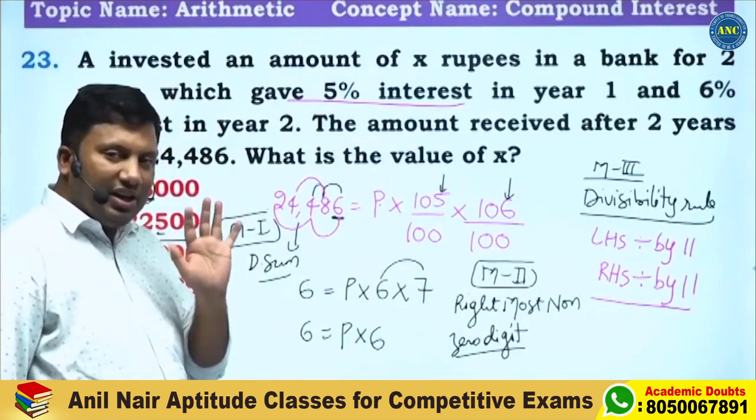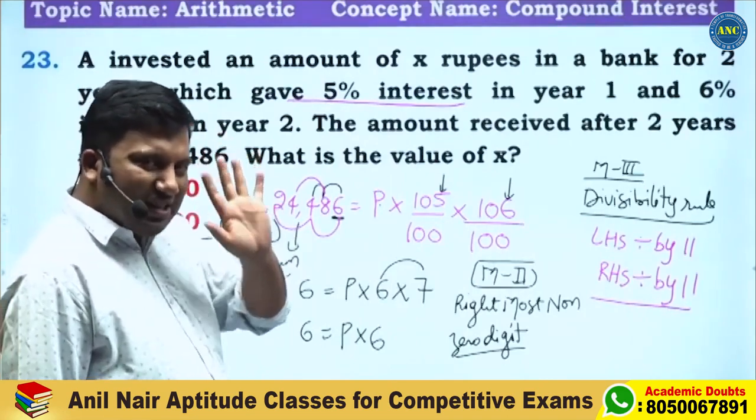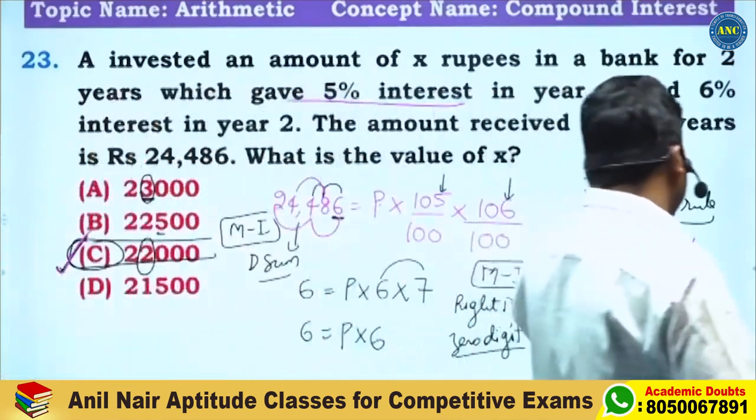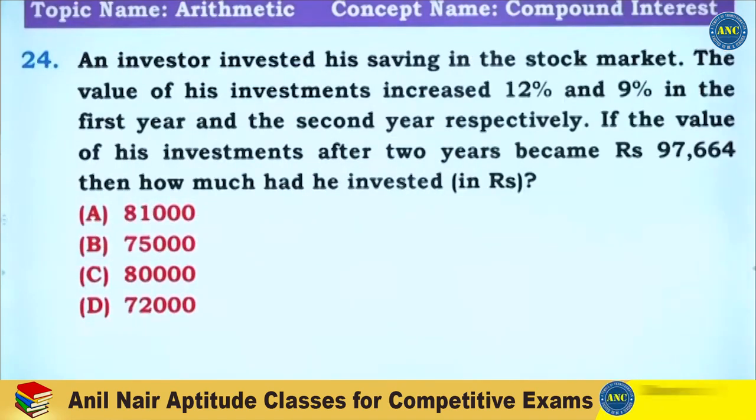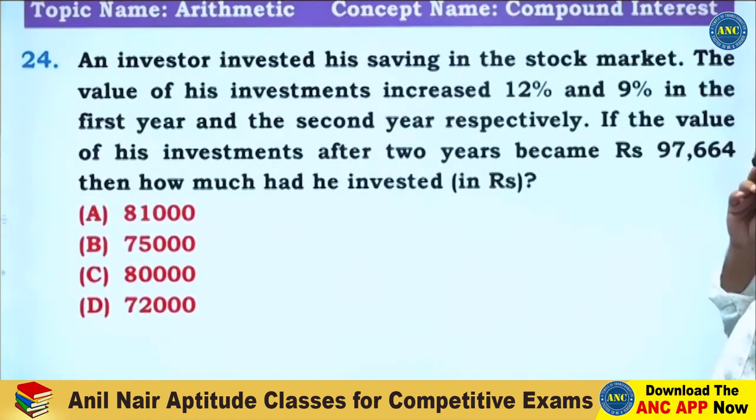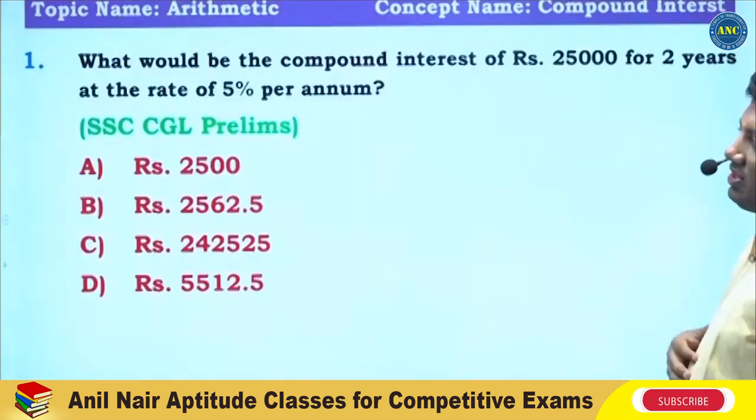On the left hand side, the unit digit also should be 6. That is the best method in this kind of questions. I will use it in some more problems. Now see here, an investor invested his saving in the stock market. The value of his investment, this is the first problem.